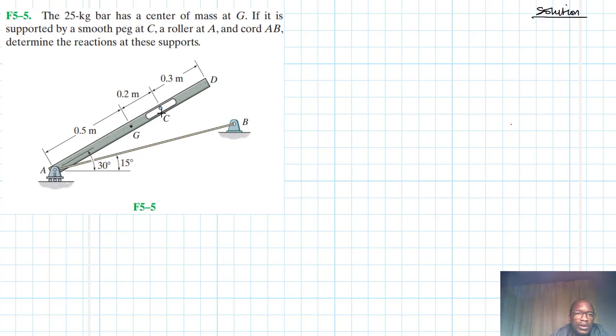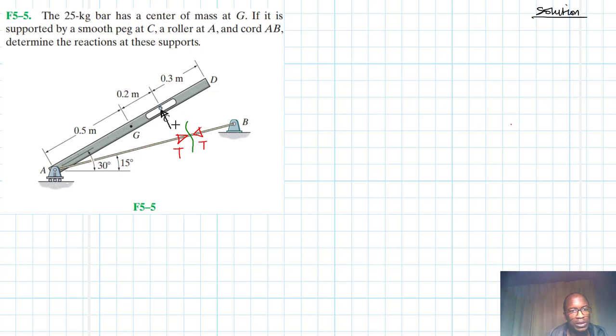So we have a 25 kg bar that has a center of mass at G. And if it is supported by a peg at C, a roller at A, and a chord AB, so let's first and foremost draw the free body diagram. So let's section the chord there. So we are going to have a tension force T, and then we are going to have here a normal reaction force at C in that direction, like so.